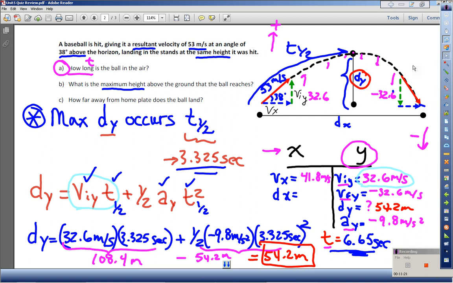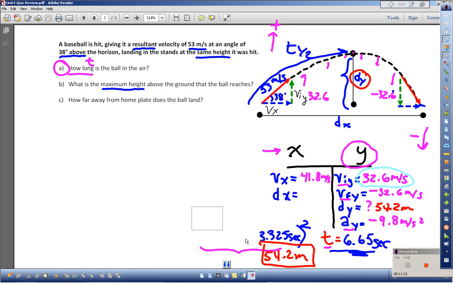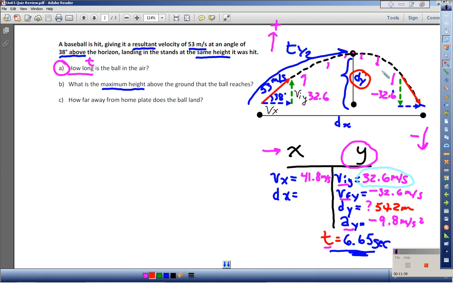Okay, now that was a lot. This last question, thankfully, is not nearly as involved. It simply wants to know how far away from home plate does the baseball land. Now, after all this, I really do hope that you realize this is kind of a walk in the park. If you want to know how far away from home plate, it's talking about the horizontal displacement. I have pretty much solved for everything on this menu except for this guy.